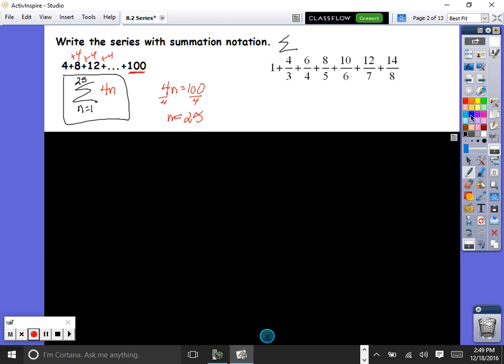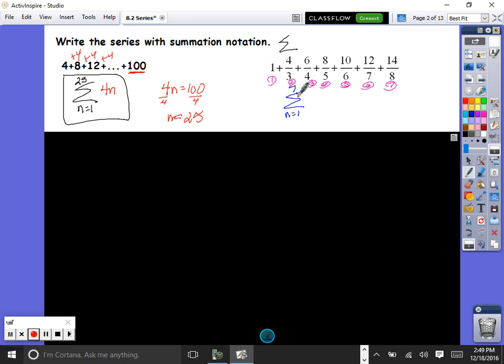Let's try our next one. Again, I see a bunch of plus signs, so I automatically put my sigma notation, my summation notation. And again, I'm starting with a first term. This time, I have a finite series again, but I have the beginning and the end, so I can count how many of them I have. I have 1, 2, 3, 4, 5, 6, 7 terms. So I am going from the first to the 7th term.